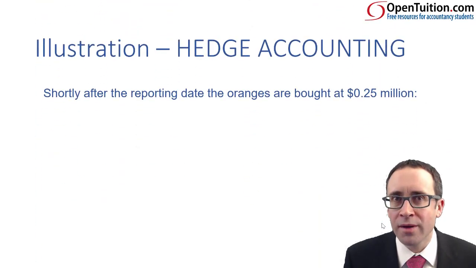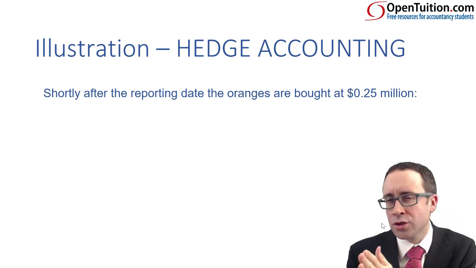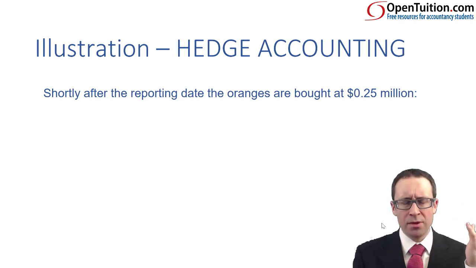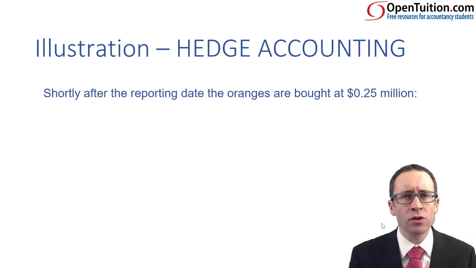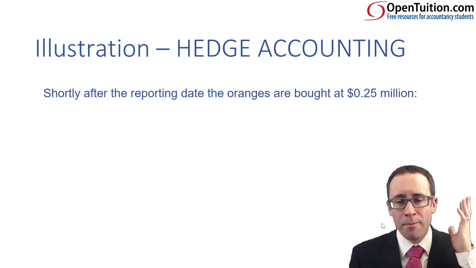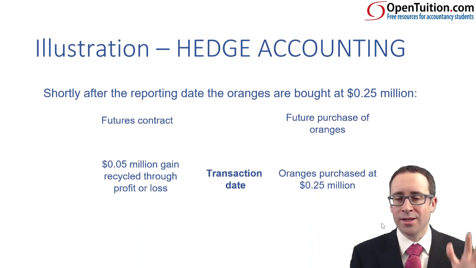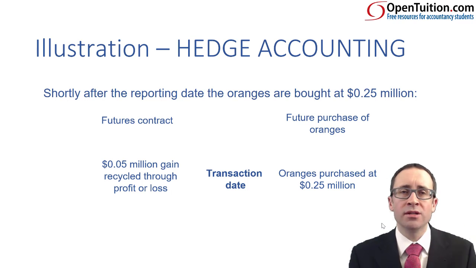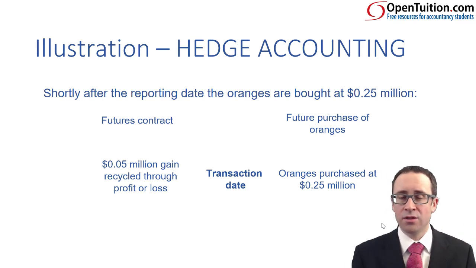To move it on a little bit further, let's say that was at the reporting date. We've now moved it on to just after the reporting date, and we buy the oranges. Keep it simple, best way to deal with it. The oranges are still there at $0.25 million. So we buy the oranges at $0.25 million. That's the price that we pay, isn't it? We've actually paid more than what they were originally worth. They were originally worth 0.2, weren't they? So we've essentially made a loss on the purchase of the oranges.